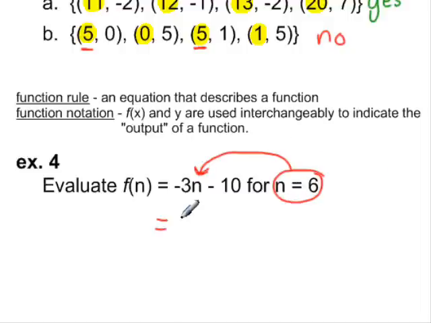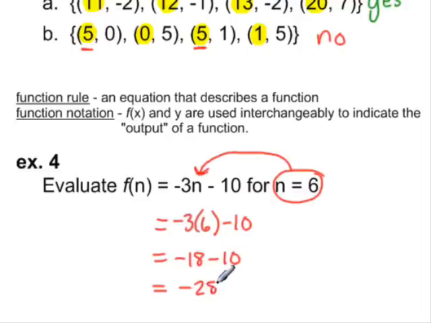So we're going to write down negative 3 times 6 minus 10. And we're just going to evaluate this. Negative 3 times 6 is negative 18. Negative 18 minus 10 is negative 28. So when we evaluate our function negative 3n minus 10 for n equals 6, our answer is going to be negative 28. And that's what we'll write. We're done.